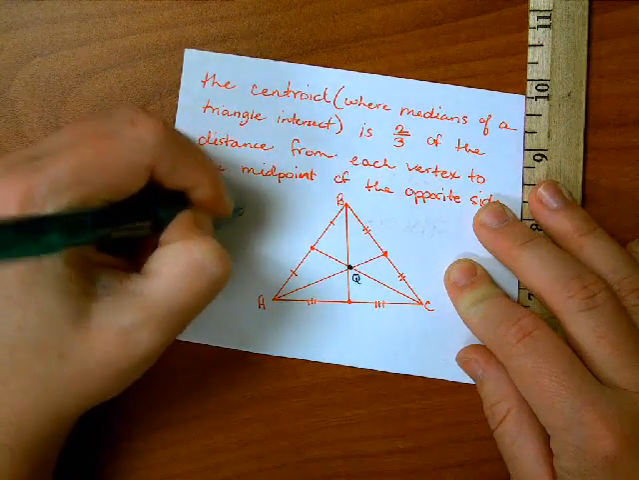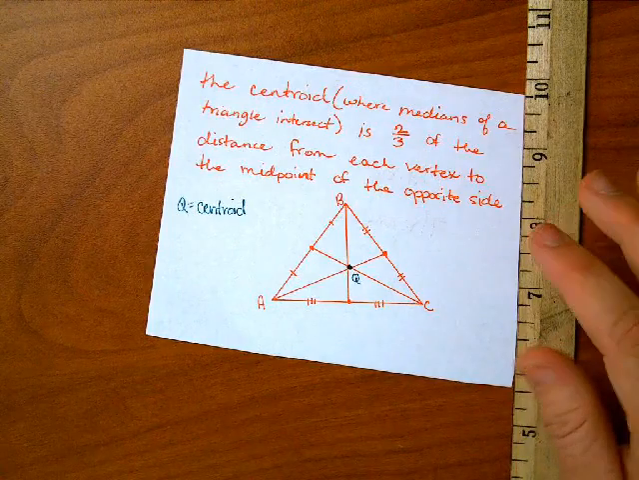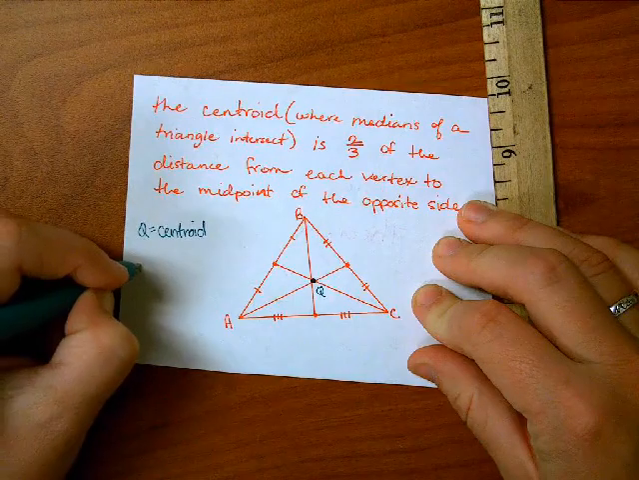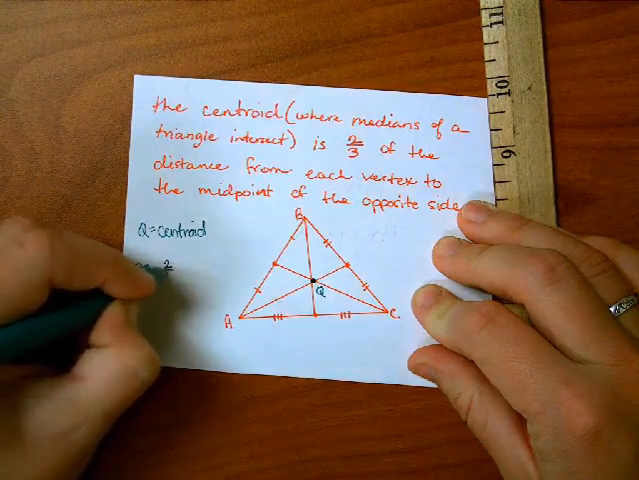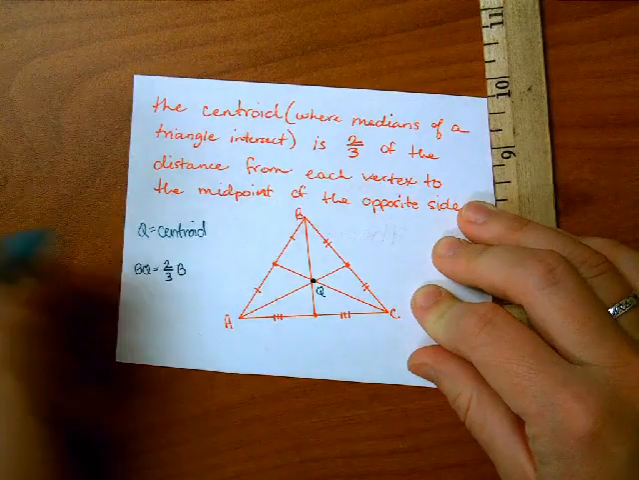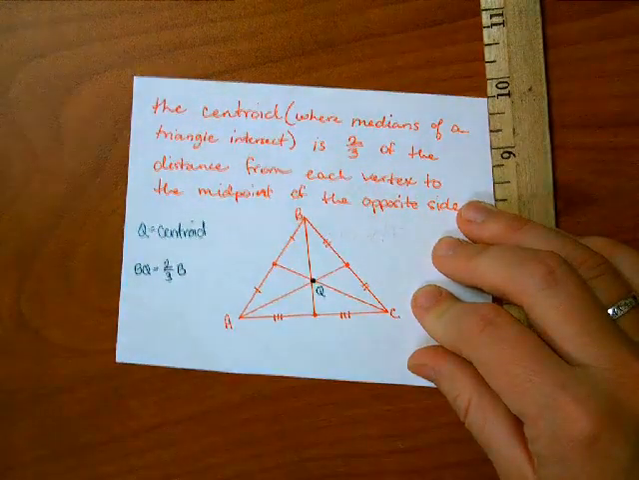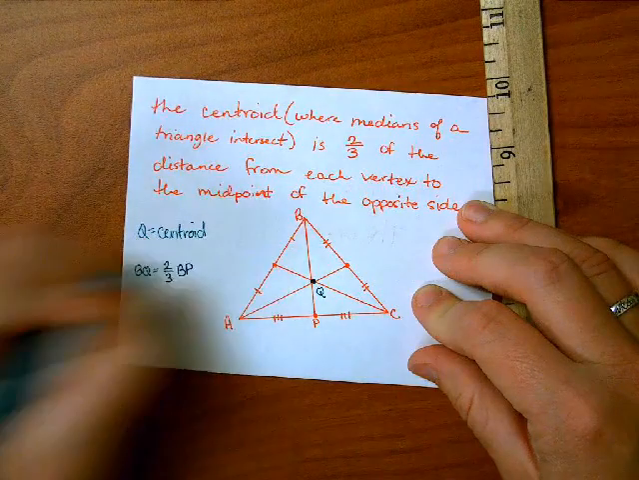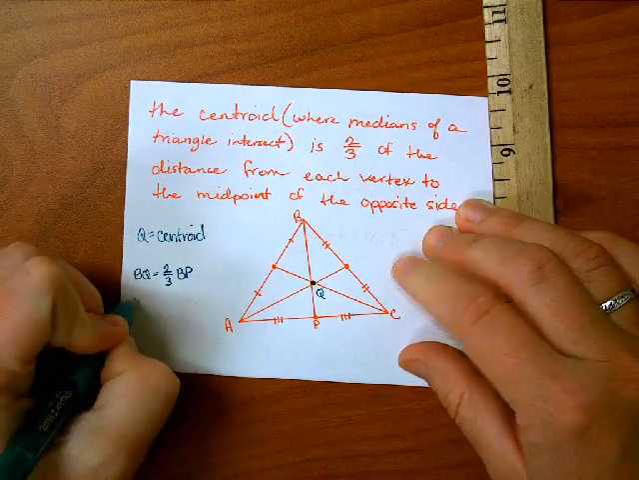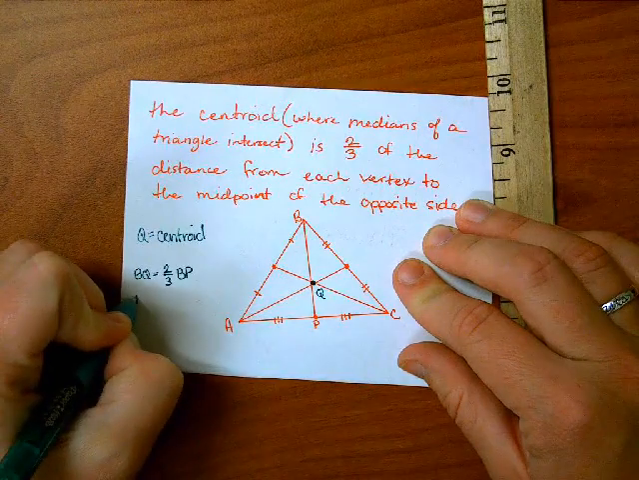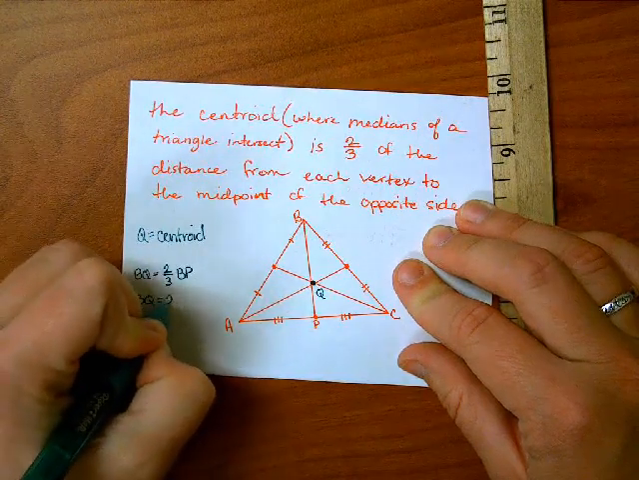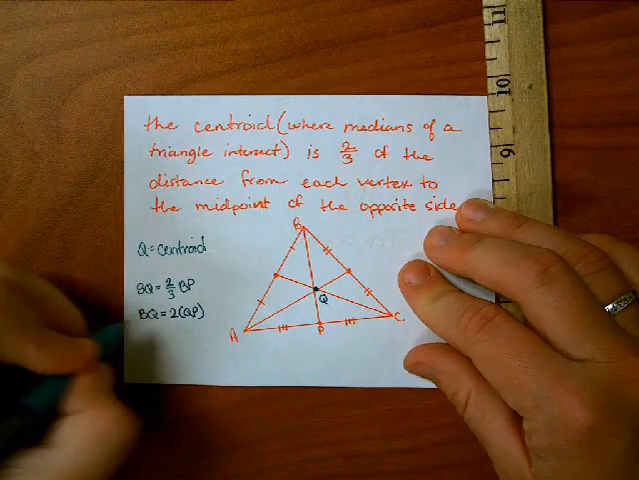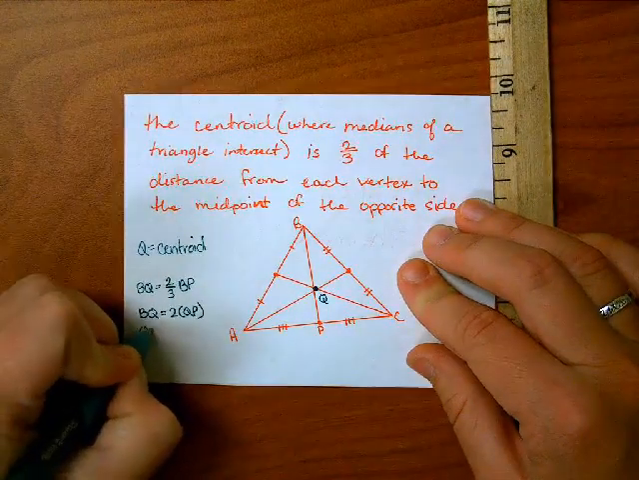And we know that BQ, B to Q, is 2/3 of B to, we need a point here, we'll call this P. Okay, so B to Q is 2/3 of B to P, and B to Q is 2 times Q to P. And we could also say Q to P is 1/3 of B to P.